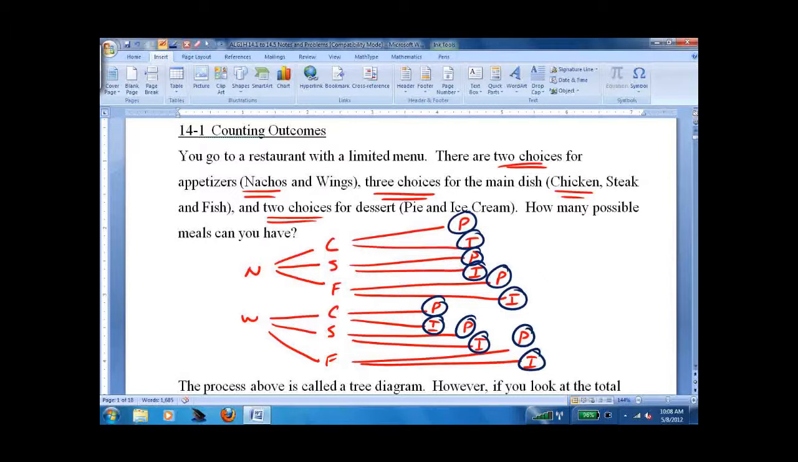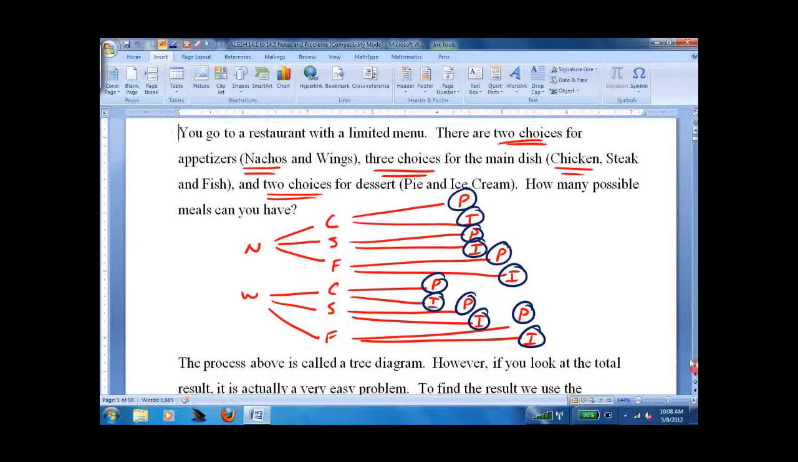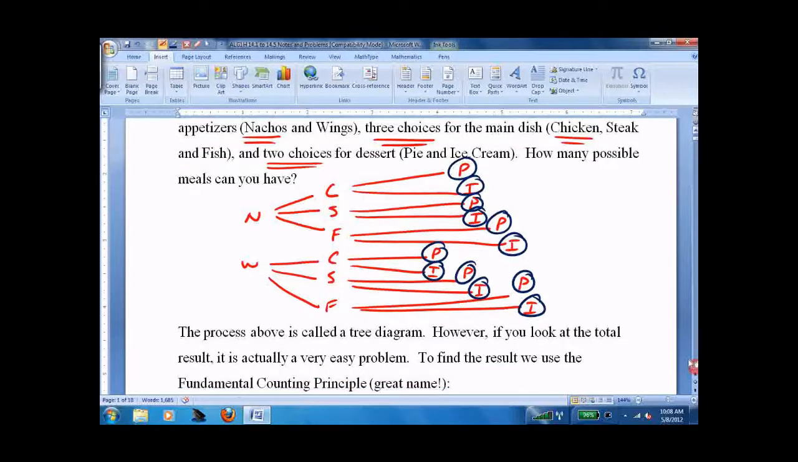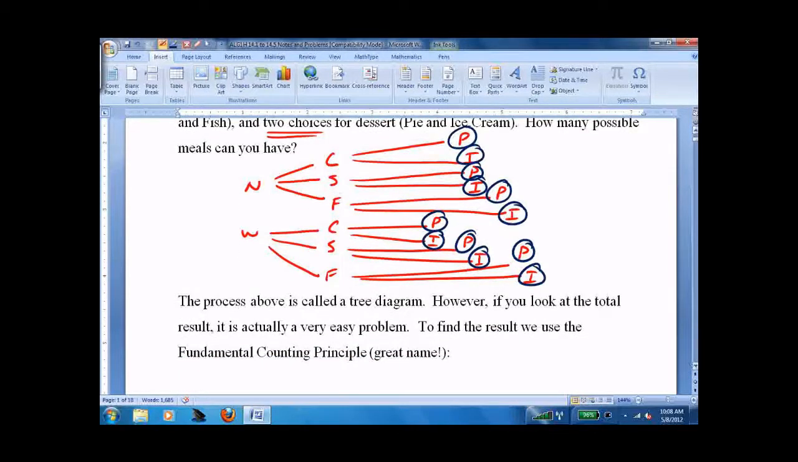And I'll explain why I circled those in a little bit. Those are all the possible meals I could have. Any one of those strands starting from the N or the W and following it through, that's all the choices I have. And before we calculate the probability of something, we have to know how many possible choices there are, how many possible outcomes there are. This is called a tree diagram. You can see it kind of looks like branches breaking off left and right.